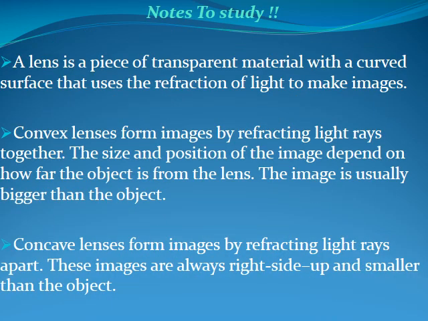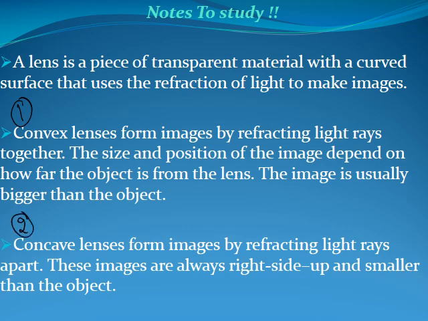What is a lens? Or if I ask you in the exam, define a lens or give the definition of a lens. What is a lens? A lens is a piece of transparent material with a curved surface that uses the refraction of light to make images. We have two types of lenses. Number one is called the convex. Number two is called the concave.